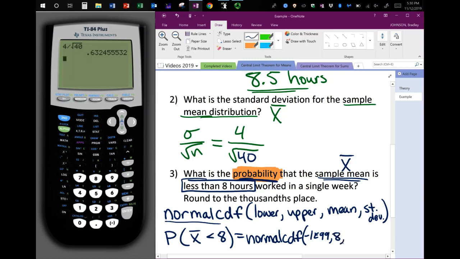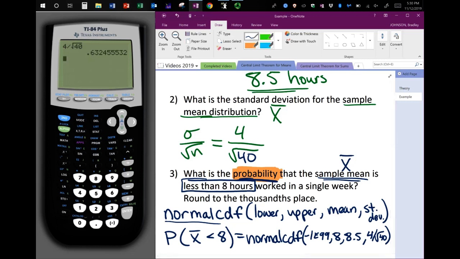And then the mean comes from the sample means distribution, which comes from question 1, is 8.5. And then the standard deviation is what we found in question number 2. The standard deviation for the sample mean would be 4 divided by the square root of 40. And you can type that in directly to the calculator in that way.